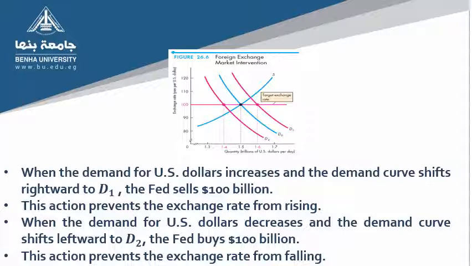On the other hand, when the demand for United States dollars decreases and the demand curve shifts leftward to D2, the Fed buys $100 billion. This action prevents the exchange rate from falling. If the demand for United States dollars fluctuates between D1 and D2 and on average is D0, the Fed can continually intervene in the way we have just seen.